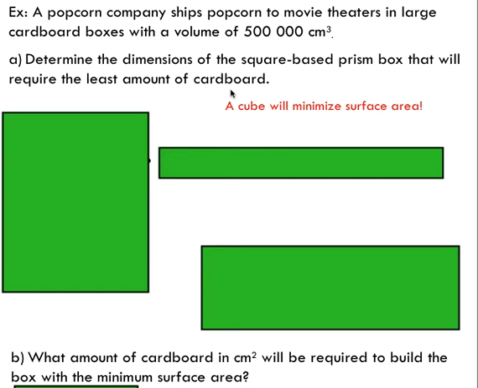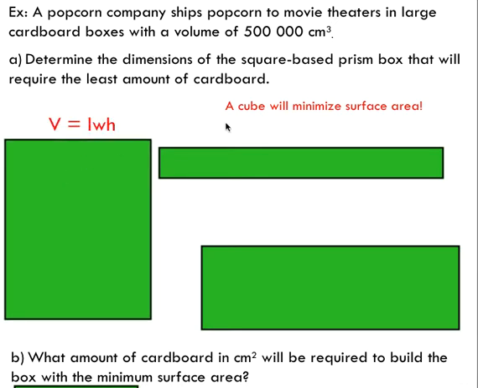So our goal is to come up with some sort of cube with some dimensions that will give us this volume while also minimizing surface area, right? Because that's cardboard, and cardboard costs money. So we know that a cube has a volume of length times width times height. We are given our volume in this case. We know that our volume is 500,000 centimeters cubed, so we can sub that in for volume.